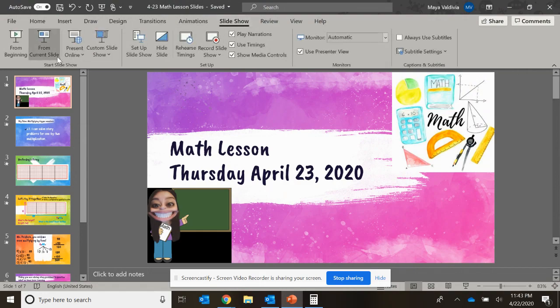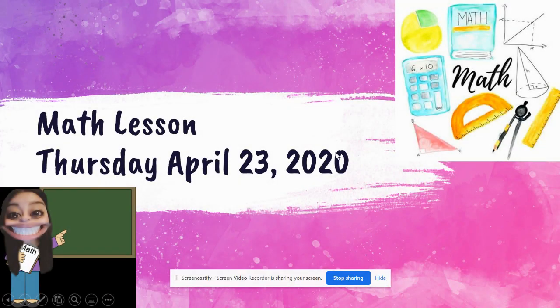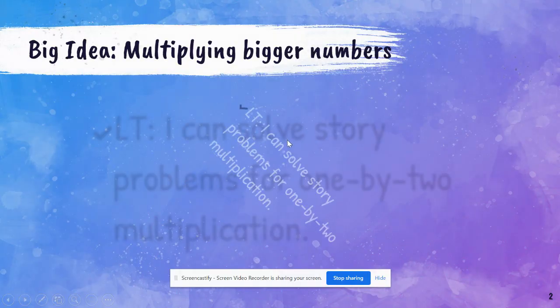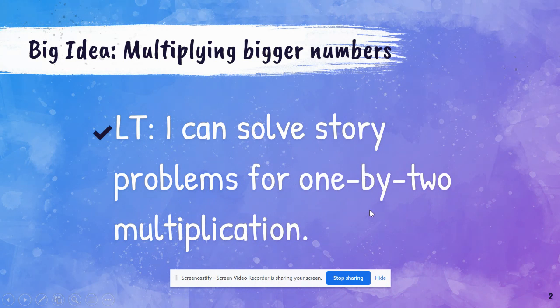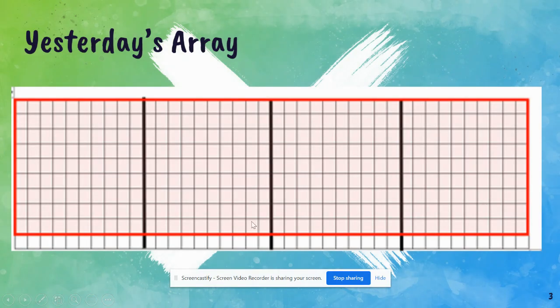Okay, if we look at our slideshow, for today, our target is I can solve story problems for 1 by 2 multiplication. So 1 by 2 means just like we've been practicing, that means it'll be a 2-digit by a 1-digit. So for example, 10 times 6, and the numbers will keep getting bigger. So we're going to check in with yesterday's array.